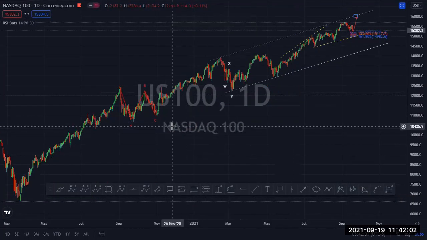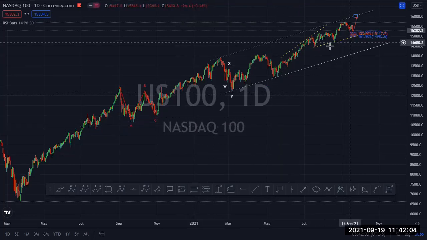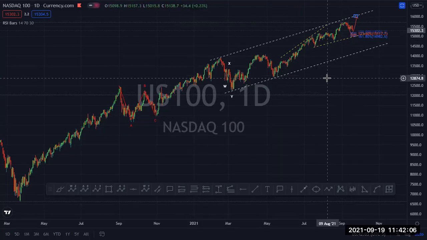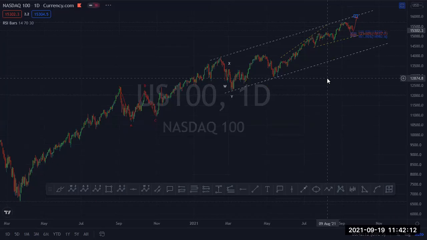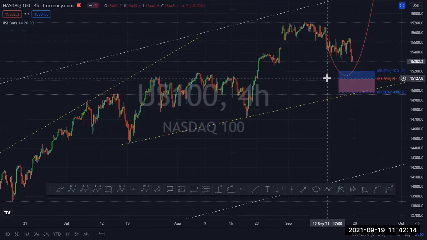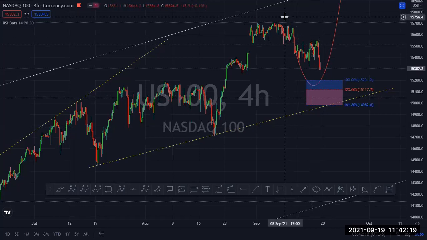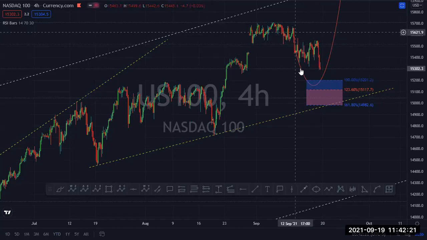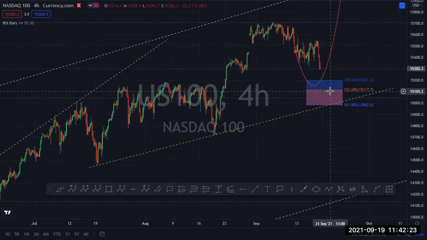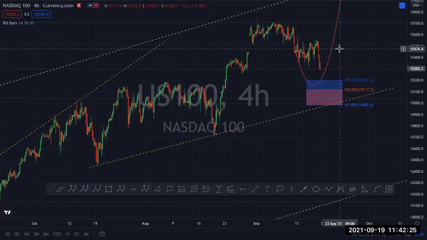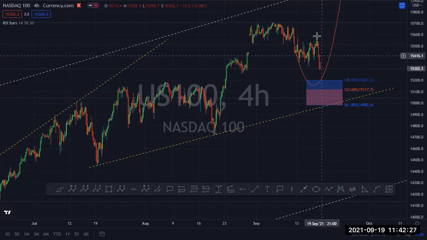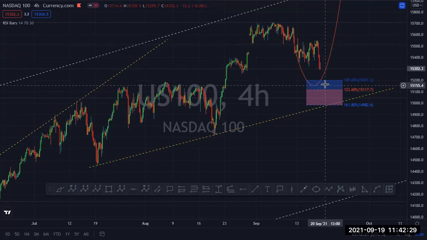US100, that's NASDAQ. You can see we are in uptrend, but right now we are in correction. The correction you can see very well in 4 hours. So let's go down to 4 hours. You can see this is my expectation: A, B, C, or WXY. Anyhow, it doesn't matter once you know the structure. So I'll be looking for buy when the price comes to this level.